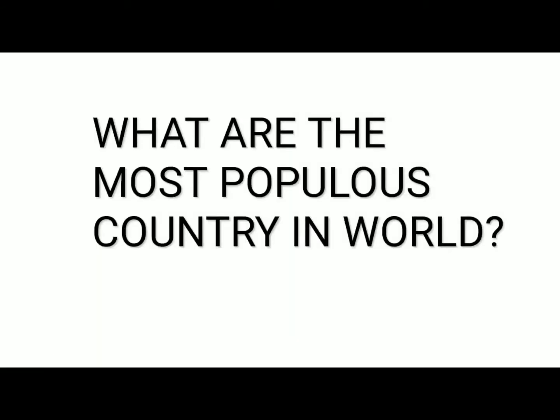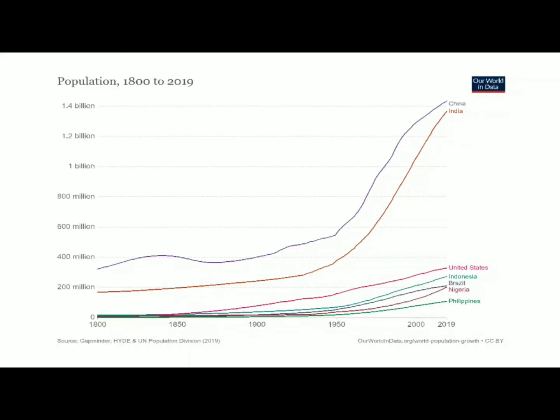So what are the most populous countries in the world? In the map, we see the estimated population of each country in 2019. Here we see that the top 5 populous countries are China with a population of 1.43 billion, second, India with 1.37 billion, and USA as third with 329 million, Indonesia 270 million, and Brazil 211 million.